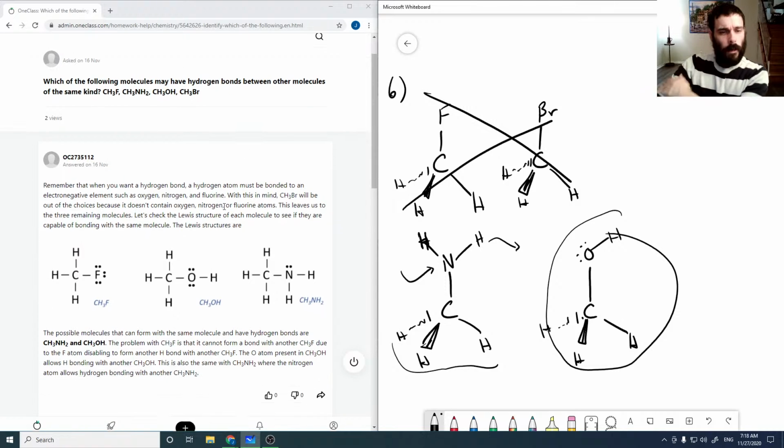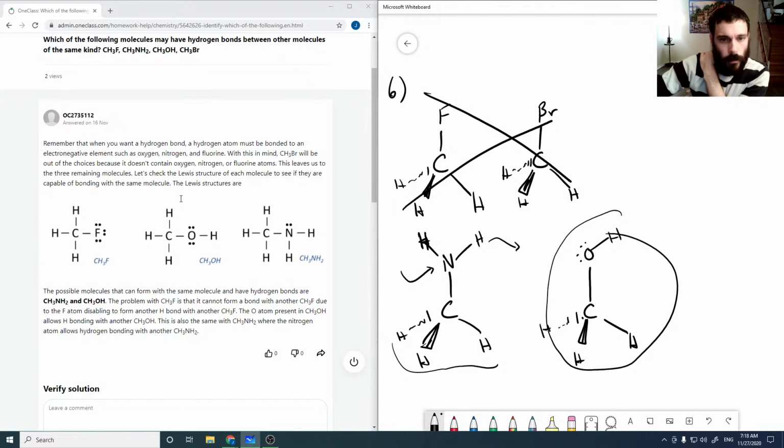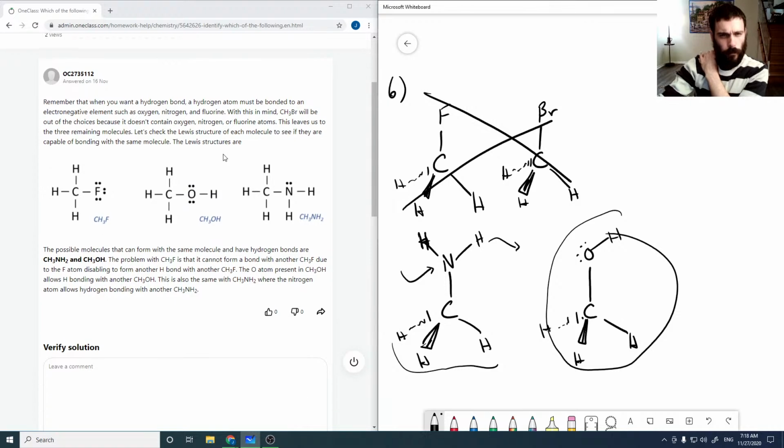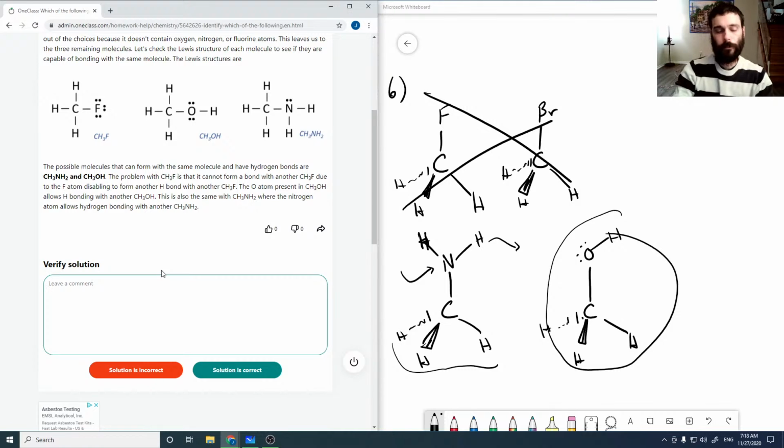Okay, so remember that when you want a hydrogen bond, a hydrogen atom must be bonded to an electronegative atom, such as oxygen, nitrogen, or fluorine. So CH3F, no, because it's not bonded to any hydrogens. And so the only possibilities are these two. And so theoretically they should both allow it, although CH3OH definitely will have hydrogen bonding. So I'll say the solution is correct.